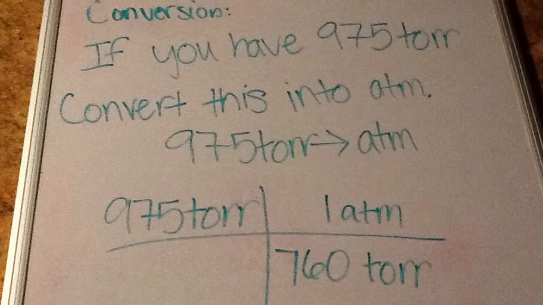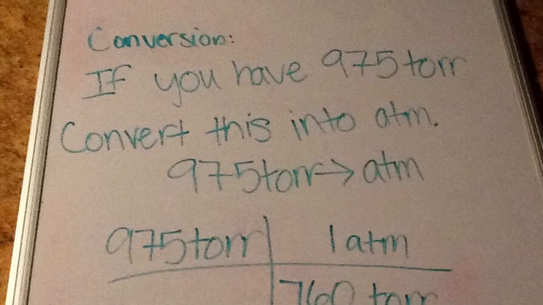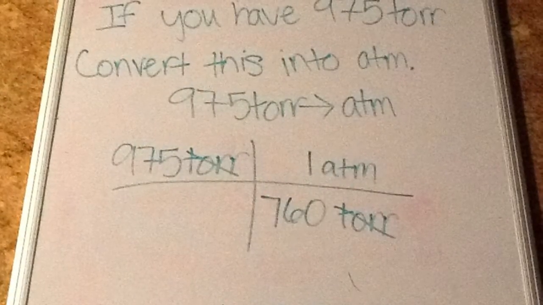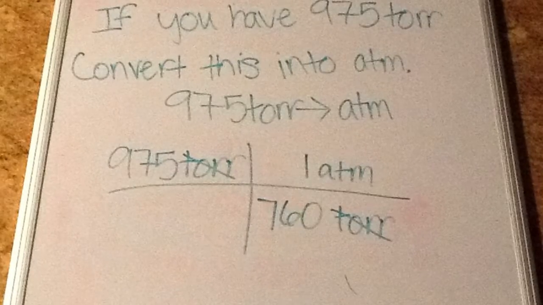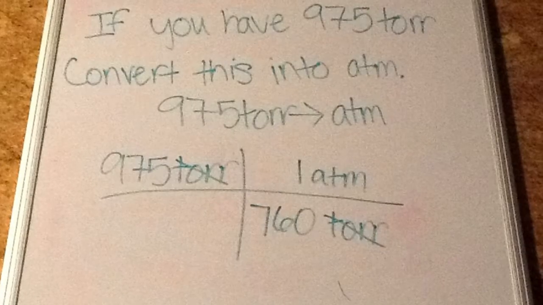Alrighty, on to the last conversion. If you have 975 torr, convert this into atm. Using the T-chart that Mr. Nodato taught us in class, you're going to put 975 torr in the top left corner. In the top right, you put 1 atm, and then at the bottom right, you put 760 torr.